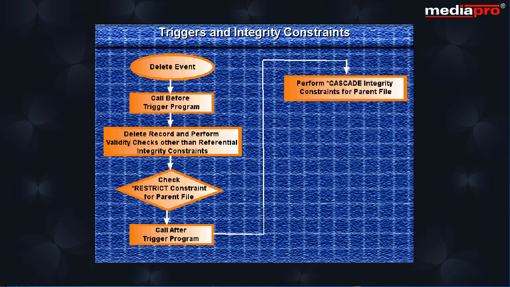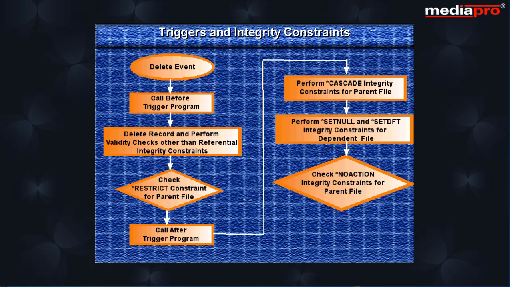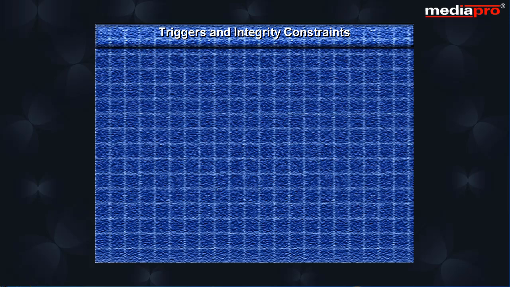Thereafter, all the *CASCADE integrity constraints are performed for the parent file. Then all *SET NULL and *SET DEFAULT referential integrity constraints are performed for the dependent file. And finally, it checks all the *NO ACTION constraints for the parent file.